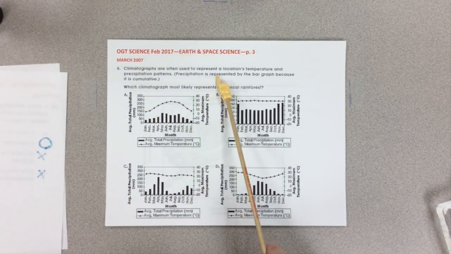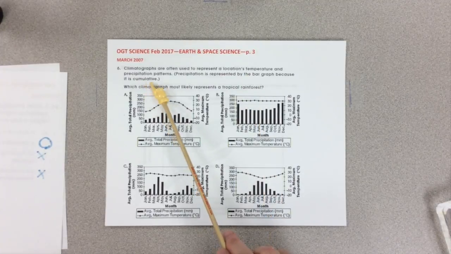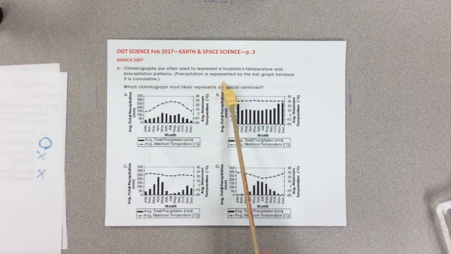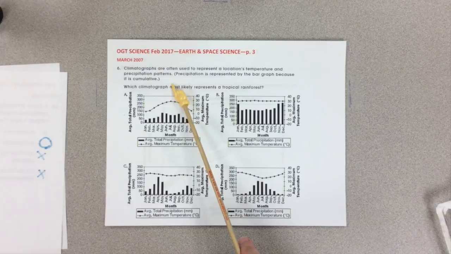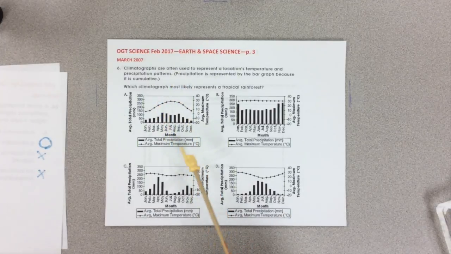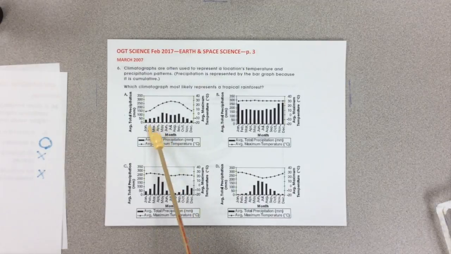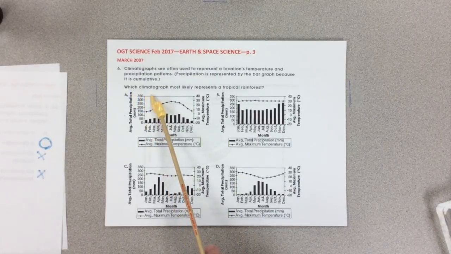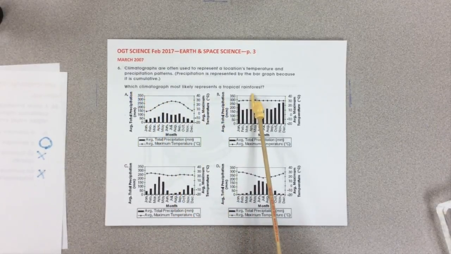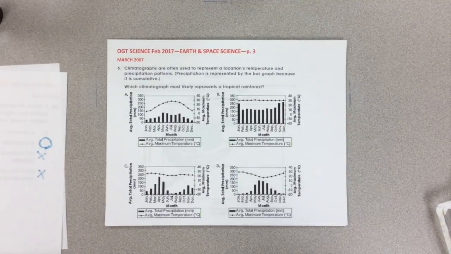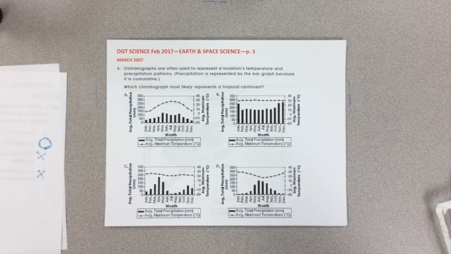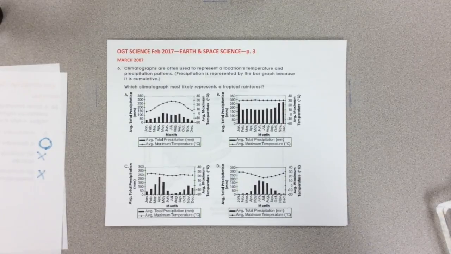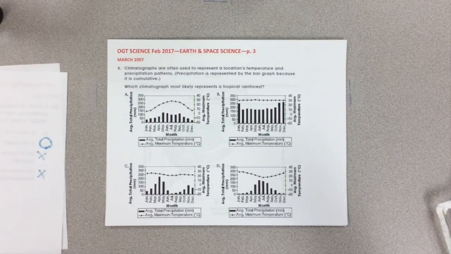Climatographs are often used to represent a location's temperature and precipitation patterns. Precipitation is represented by the bar graph because it's cumulative. If you look at the little keys, the total precipitation is the bar graph, and the average maximum temperature is the line graph. Which climatograph most likely represents a tropical rainforest? So, tropical rainforest, so it's warm, and you do get quite a bit of rain.